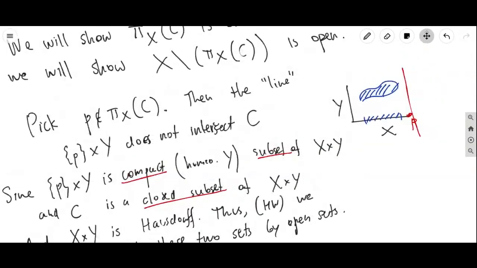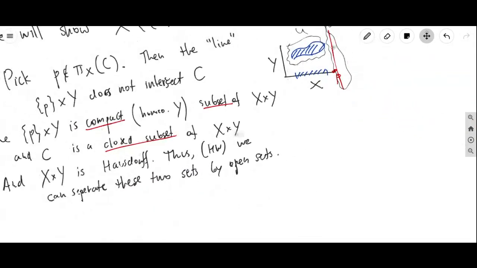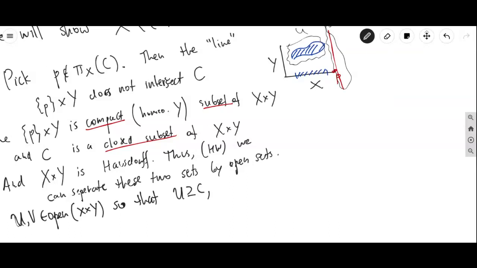So in the picture, we can find some kind of open set U over here, and we can find some kind of open set V over here that contain them, but do not overlap. So we can find U and V. These are open in the product, so that U contains C, V contains the line, and U intersect V is empty.